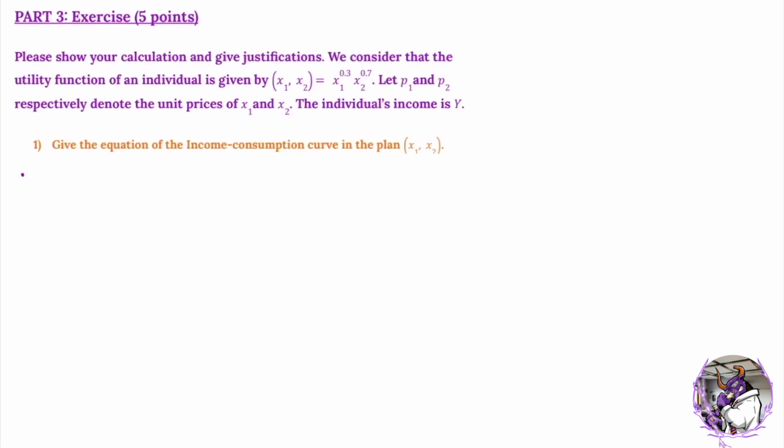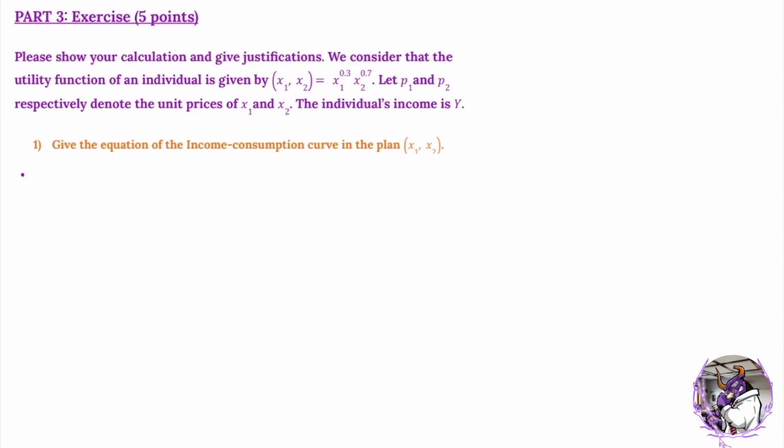Part 3. Exercise. We consider that the utility function of an individual is given by U(x1, x2) equal to x1 to the power of 0.3, x2 to the power of 0.7. Let P1 and P2 denote the unit prices of x1 and x2. The individual's income is equal to y.